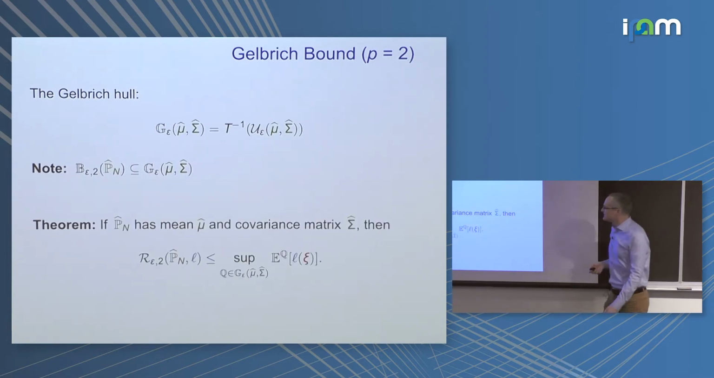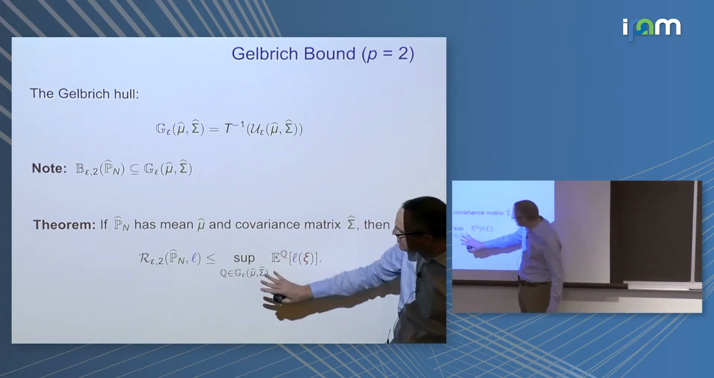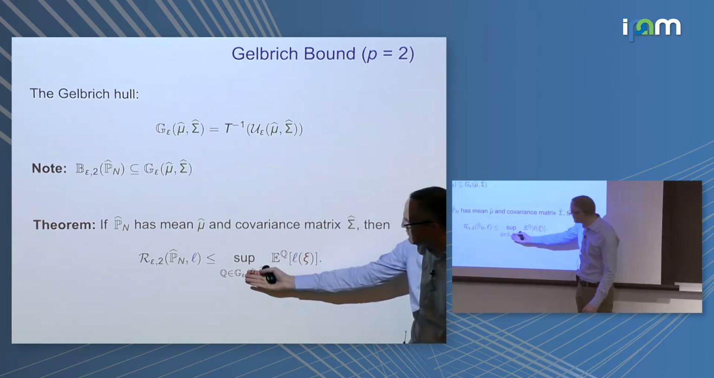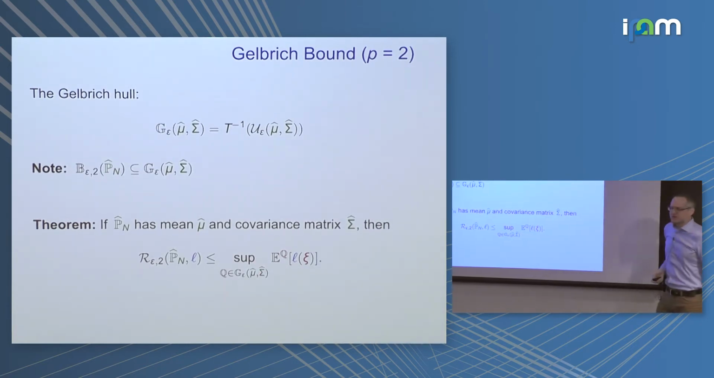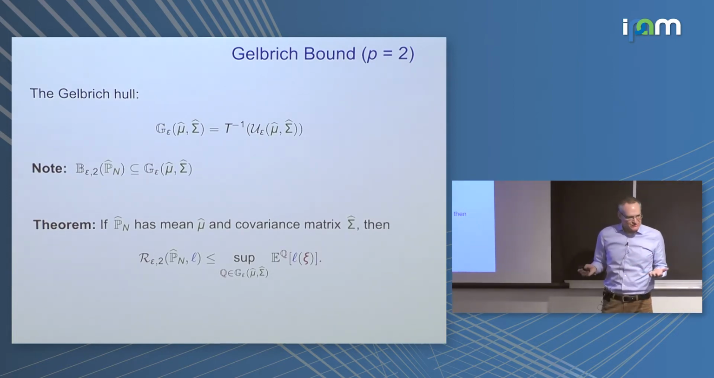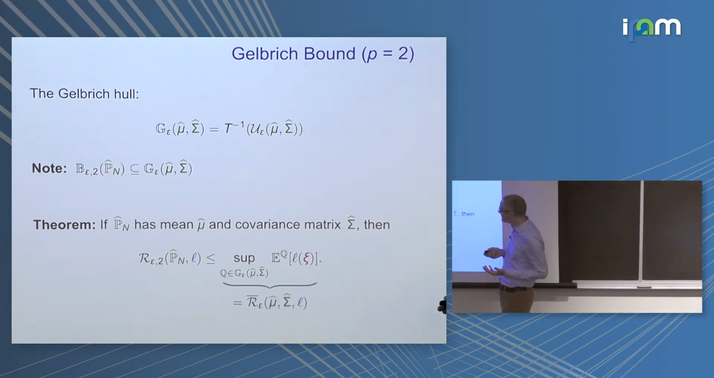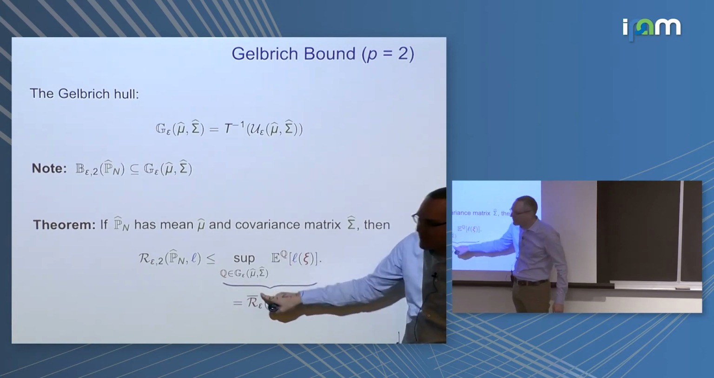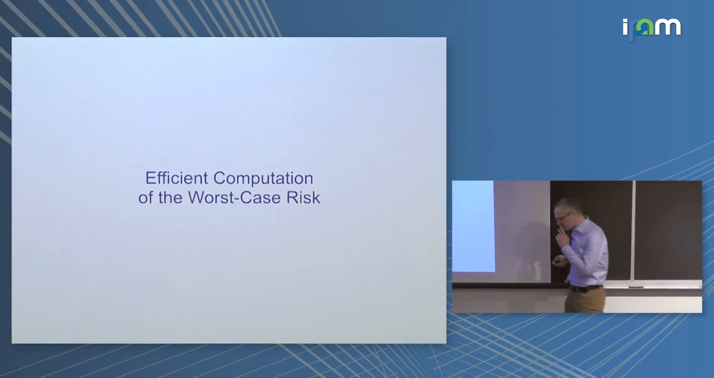However, we can use it to construct finally our upper bound on the worst case risk. Basically we can just replace in the definition of the worst case risk the Wasserstein ball with its Gelbrich hull, this outer approximation, and take the worst case expectation over this larger set. So this gives us an upper bound. Okay, so we have developed three upper bounds. I will argue later that it's easy to compute them in interesting situations. This upper bound I'm going to refer to as the Gelbrich risk, and I'll just use the symbol R bar for it in the rest of the talk.